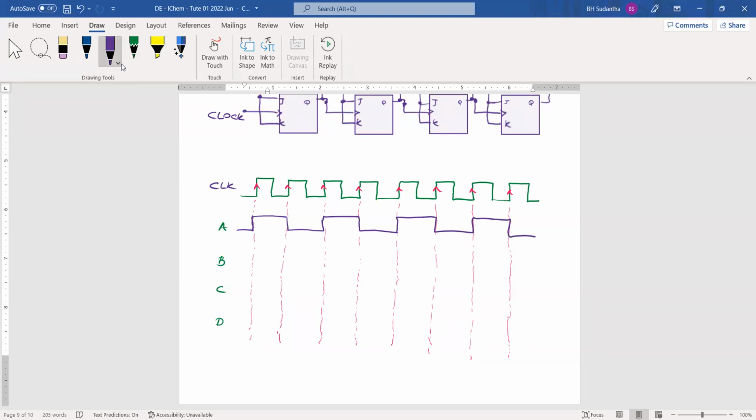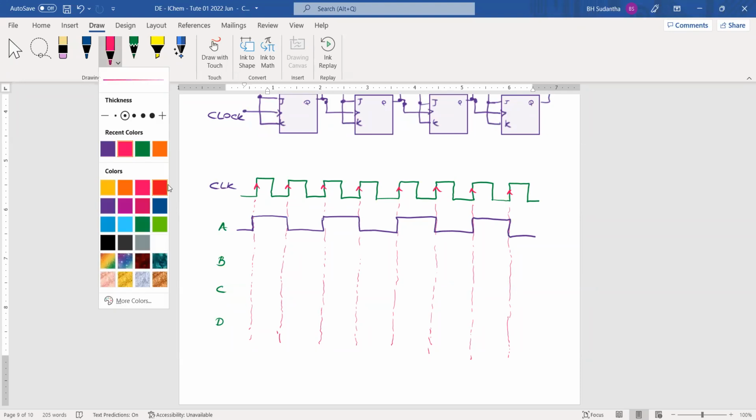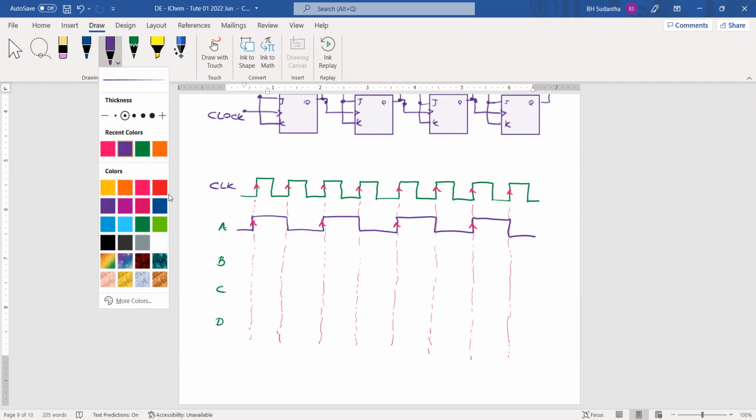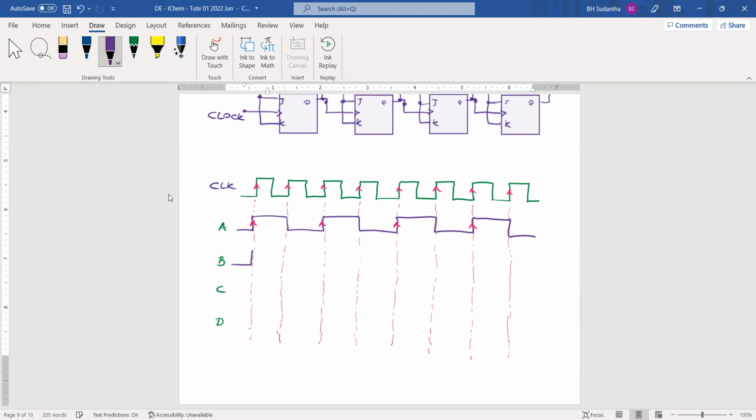Okay. Then B will be triggered at the rising edge of this one. Then we can draw B. Here B is coming up. And at this edge, it will be triggered again. And here it's coming down like this.